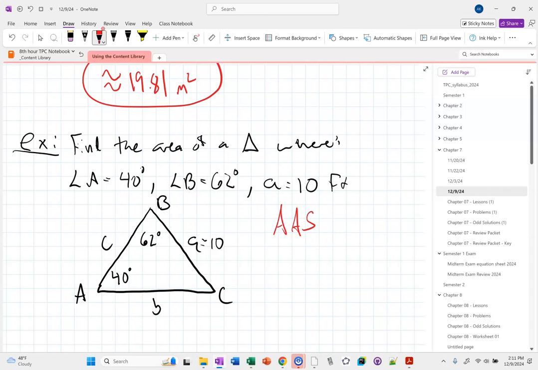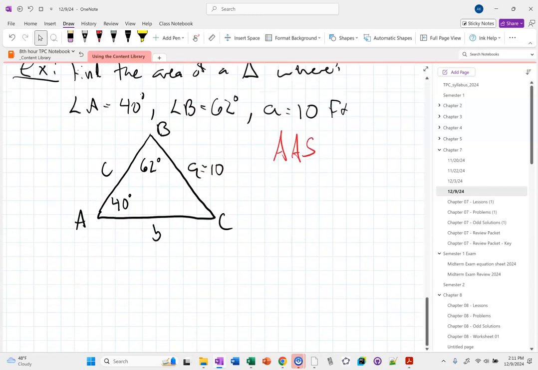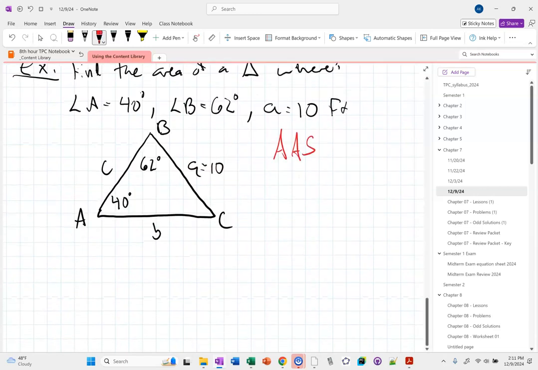Does it really matter? No. No, but which one do we have all the information to find already? Would be for side B, right? Why don't I want to find side C first? Because I don't have angle C yet either. Now, is it hard to get angle C? No, but let's go and find side B first.